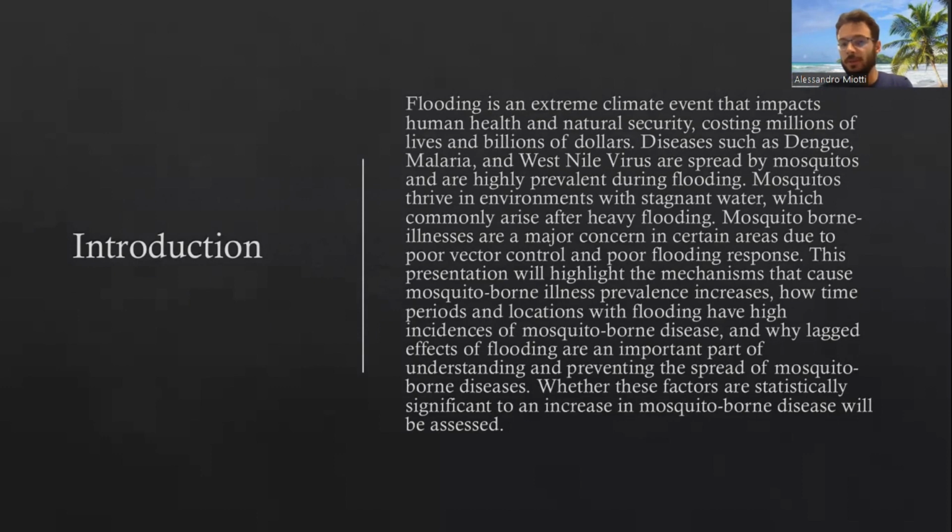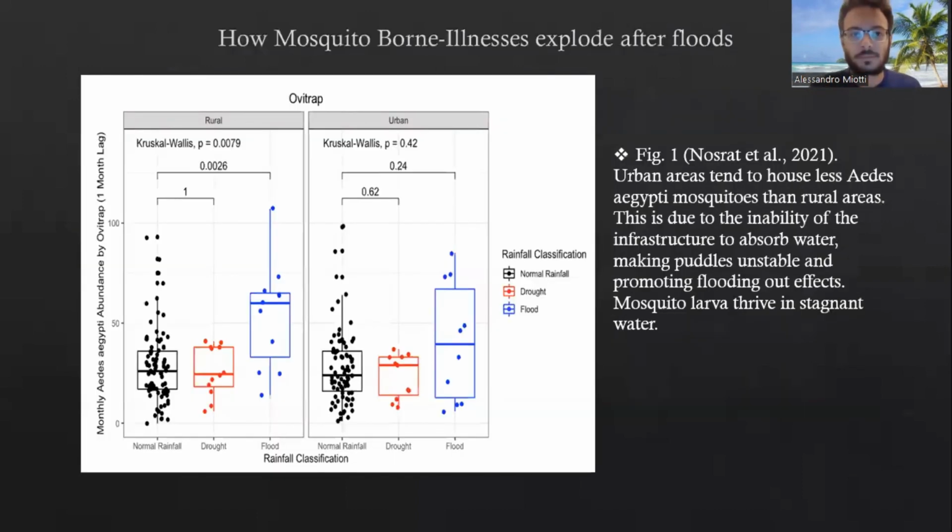We're going to talk about the mechanisms that cause the proliferation of these mosquito-borne illnesses due to flooding, and how time periods and locations with flooding have high incidences of mosquito-borne disease, and why lagged effects of flooding, which we'll talk about later, are an important part of understanding and preventing the spread of mosquito-borne diseases. And we're going to talk about whether these factors are statistically significant, whether we have to worry about them, or whether we have to do more research to truly understand them.